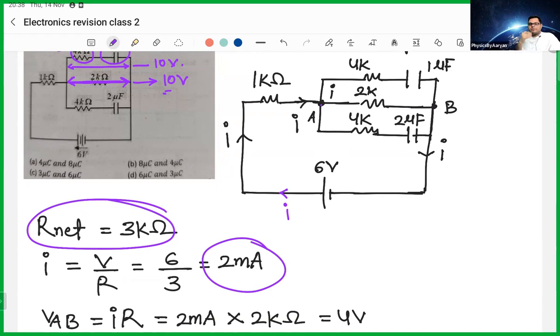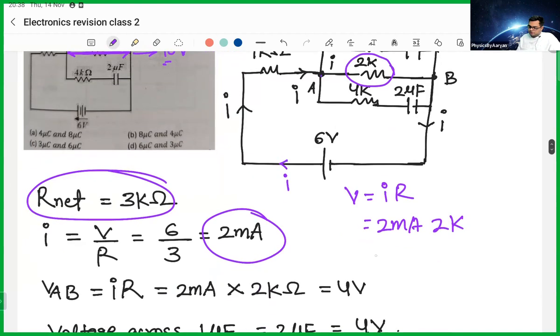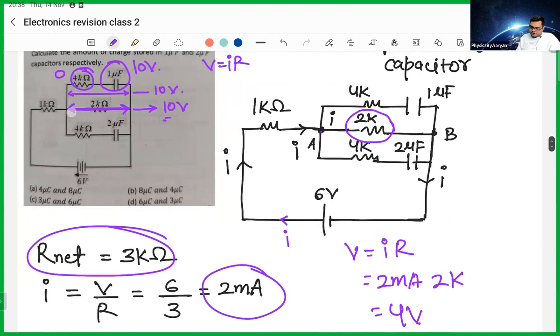Now I will come back to my scenario. What is the voltage across this resistor? The voltage across a resistor is IR. What is the current passing? 2 milliampere. And what is the resistance here? 2 kilo ohm. So this becomes 4 volt. It means the voltage around this resistor is 4 volt. Again, if this is 4 volt, then this is also 4 volt. Voltage here is 0. So all the 4 volt will go here. The same thing will happen below as well.